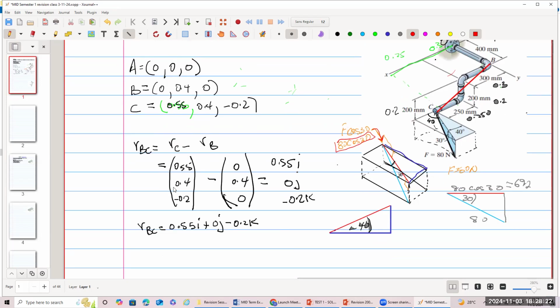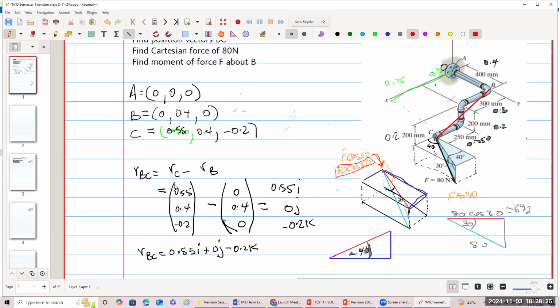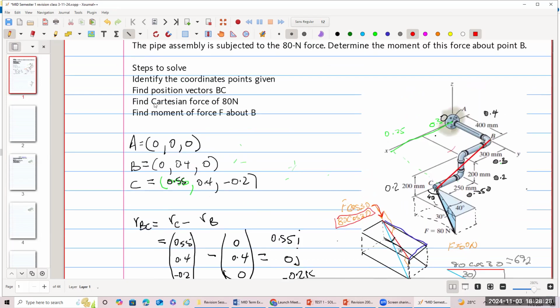So now we have found BC, right? What next do we need to do now? In order to find the moment, now that we have found the position vector, we need the Cartesian vector of the force, because the force right now is in a scalar form. Do you recognize that? It's not in a vector form. Do you agree with what I'm saying?